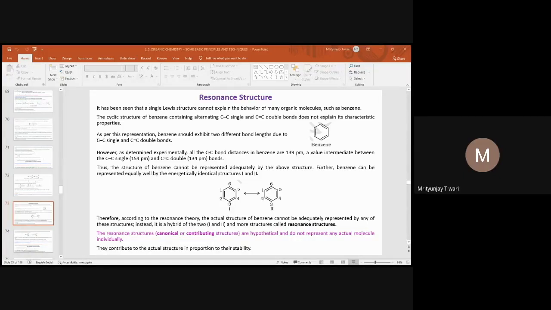So these things we have seen already in detail. Let us now move into the electromeric effect.